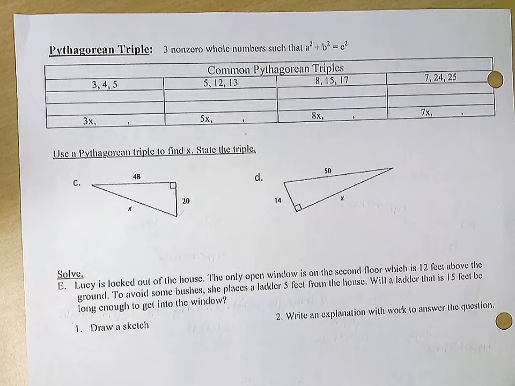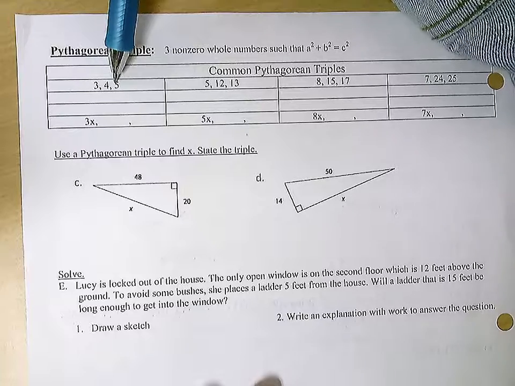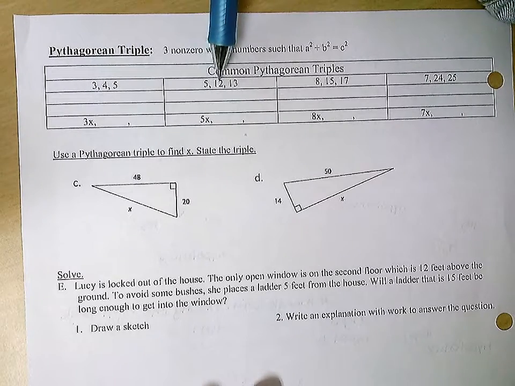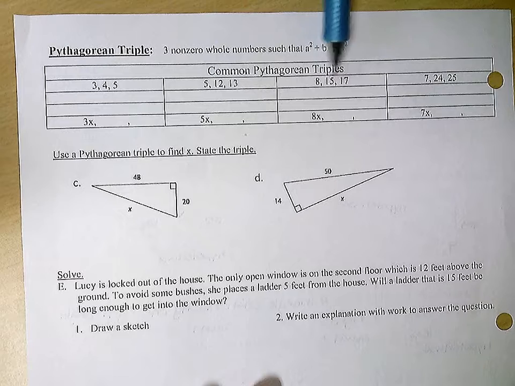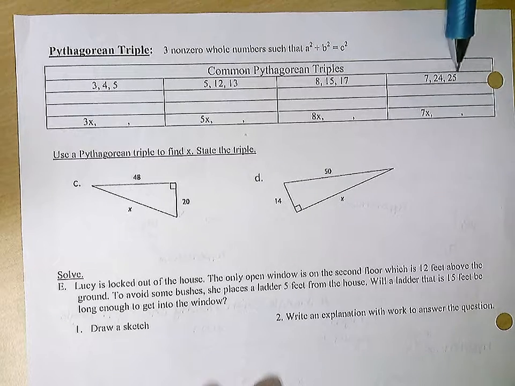Now, Pythagorean triples are 3 non-zero whole numbers such that a squared plus b squared is equal to c squared. So you end up getting a whole number when you take that square root. On the front, we didn't get perfect squares, right? We had to simplify and leave it in a radical. For Pythagorean triples, you will have a perfect square. So some examples of those are 3, 4, and 5 for the side lengths of your triangle, 5, 12, and 13, 8, 15, and 17, and 7, 24, and 25.